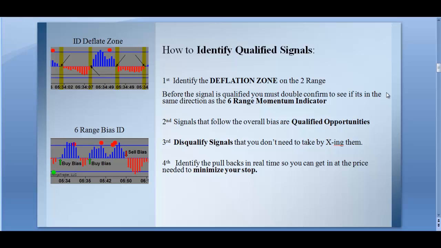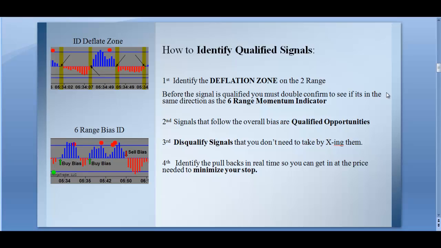And if you're going to take any signal, before the signal is qualified, you must double confirm to see if it's in the same direction of the 6 range momentum indicator. Okay, and that's down below the 6 range bias ID. You're buying if the histograms are crossing over going to the blue side, and you're selling if you're looking at the histogram pushing to the downside. And that's the same type of signals that you'll be looking for on the 2 range indicator itself as well.